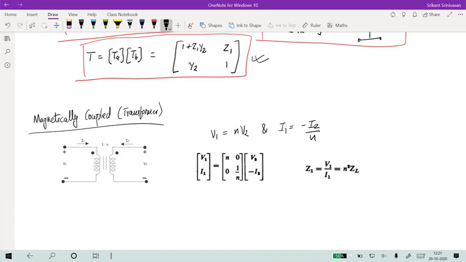So you can write this conveniently as a transmission matrix where A is equal to n and D is equal to 1 over n and B and C are equal to 0. So this is also something that's convenient to use with a transformer kind of system. Whereas if you want to determine open circuit impedance or short circuit admittance, that is more complicated to do with the magnetically coupled circuits.